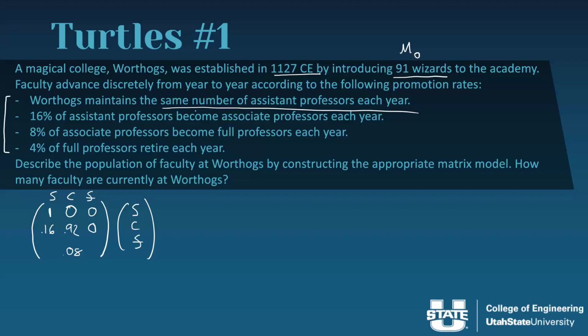And then how many assistant professors get promoted to full professors all at once? 0, right? They have to move through and become associate professors first. And then it says 4% of full professors retire each year, which means that 96% of them stay, right? So I'm going to put a 0.96 right here.